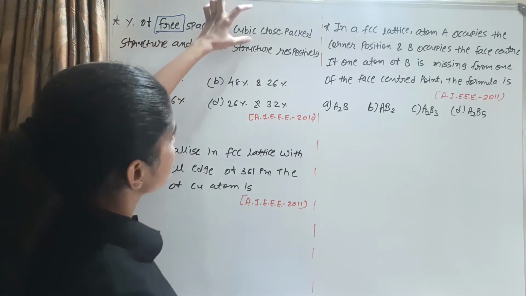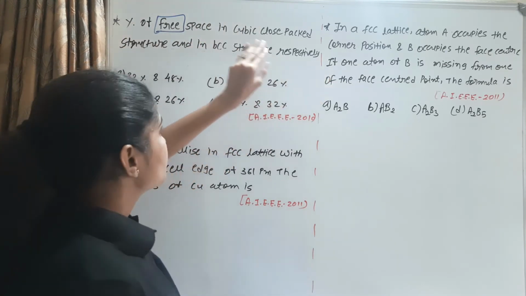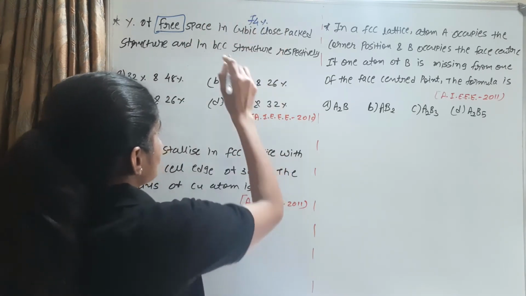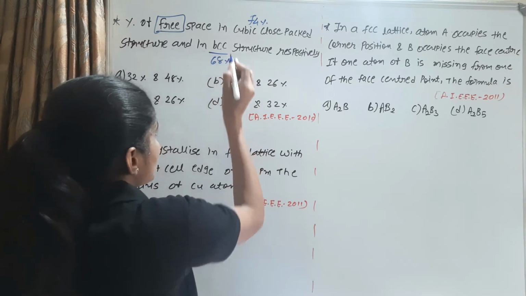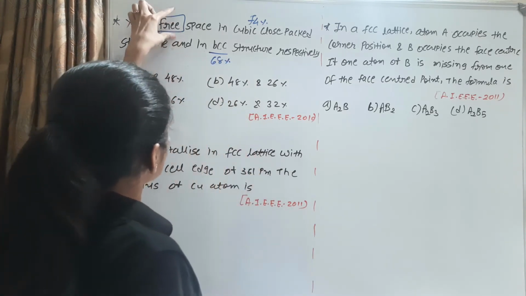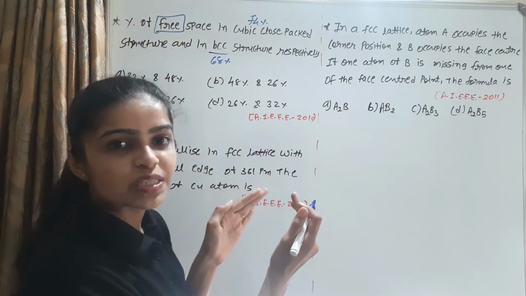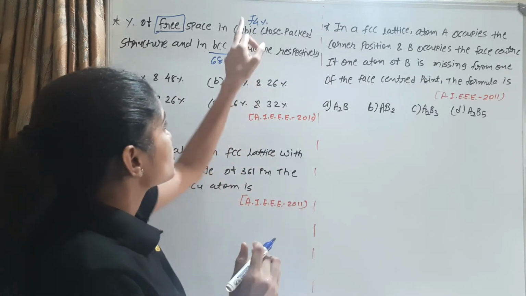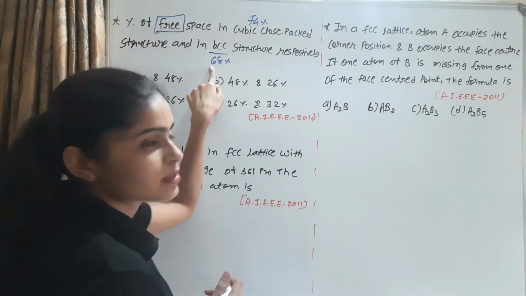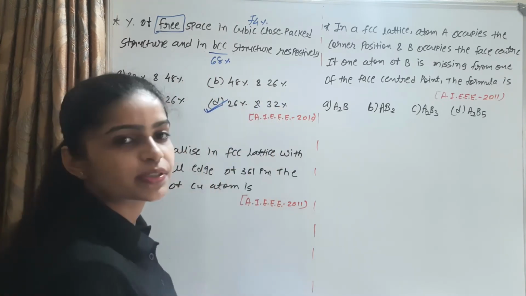Percentage of free space in cubic close packed structure and in BCC structure respectively. We know that in cubic close packing there is 74% occupied space and in BCC 68% occupied space. But this question asks for the free space. Free space means 100% minus occupied space. So 100 minus 74 gives the answer 26, and 100 minus 68 gives 32. So the right answer is 26% and 32%.